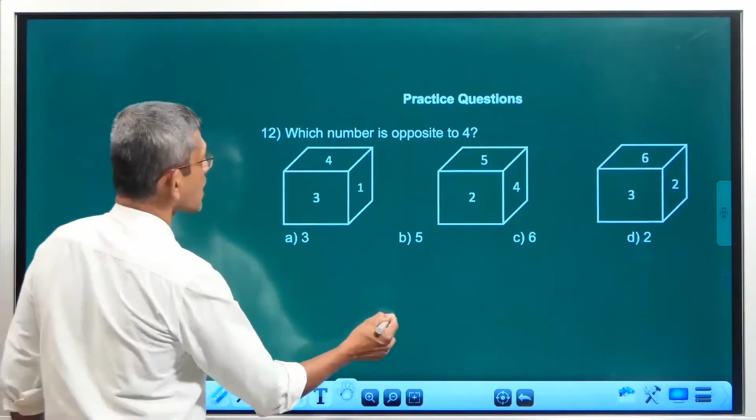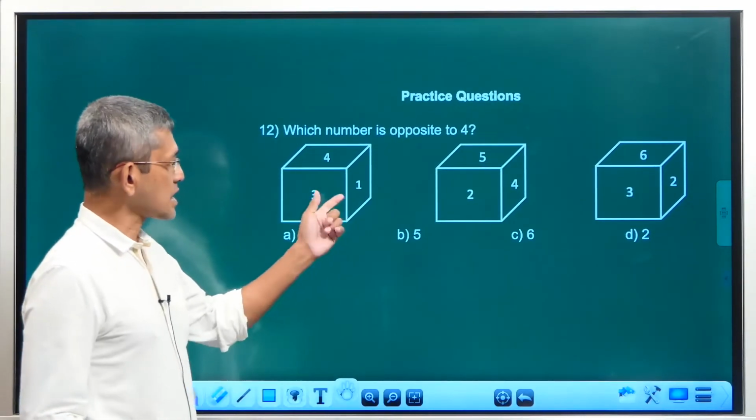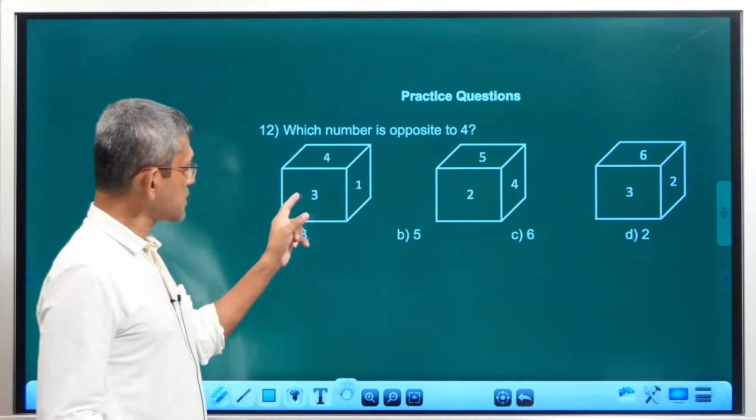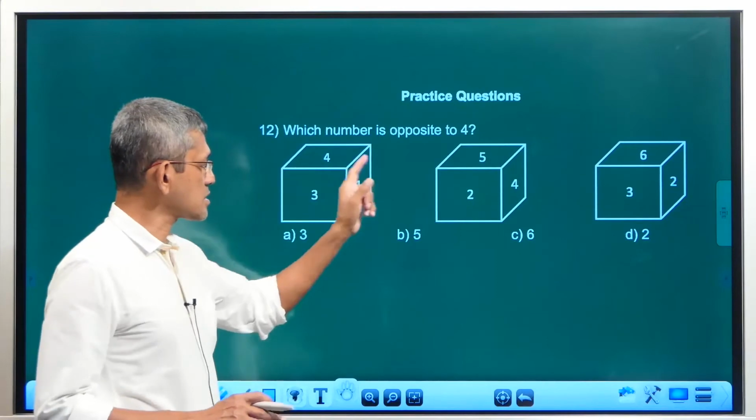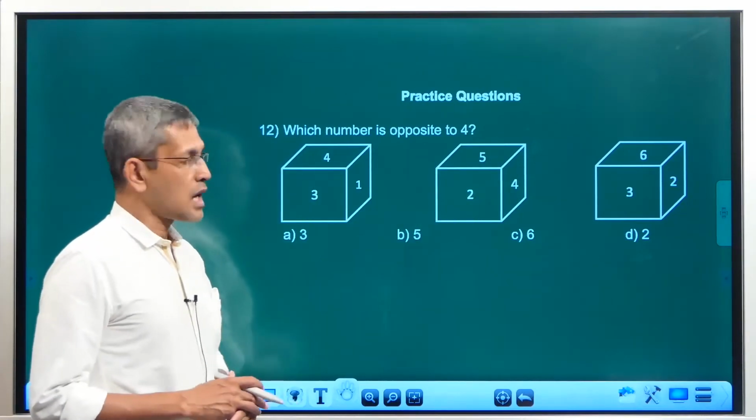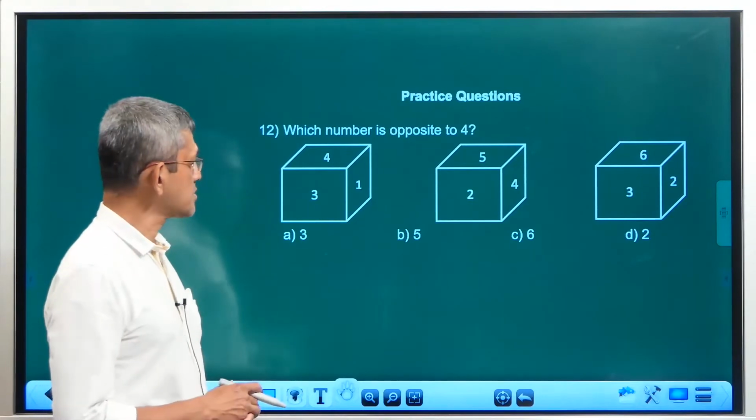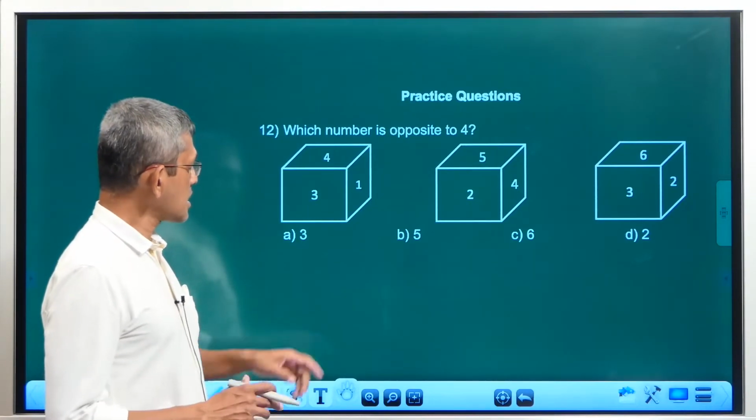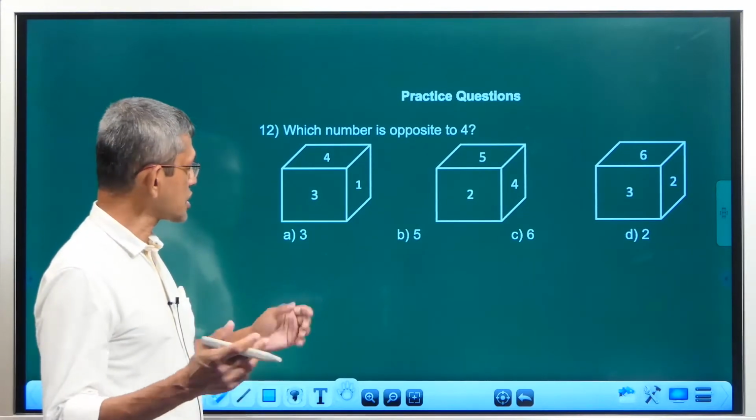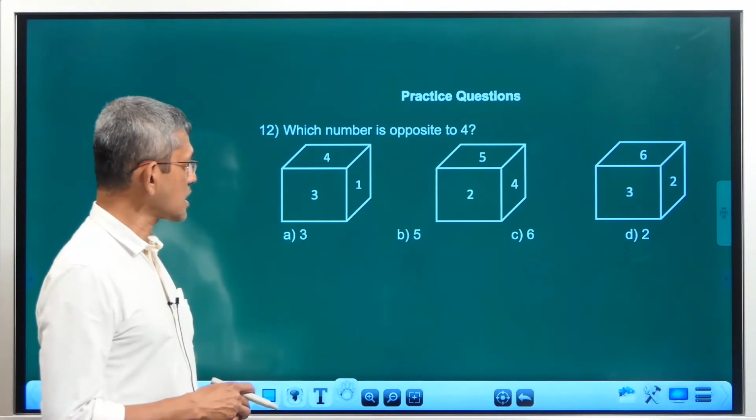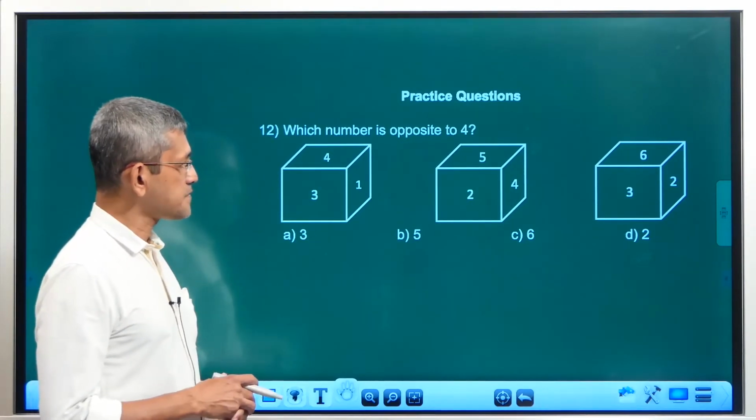Alright, next one. Which number is opposite to 4? Take a look at that. Number 4 is common in both images. At the same time, it doesn't appear at the exact same position. So think about it. Look at image number 1 and 3. You can just think about that as well. Is there any common number? Of course, you can see a common number.